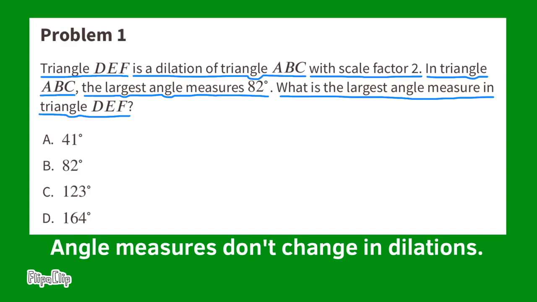Angle measures don't change in dilations. Since the largest angle measure was 82 degrees in triangle ABC, the largest angle of the dilation will also be 82 degrees.